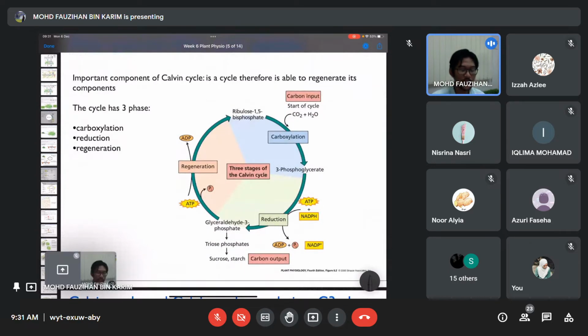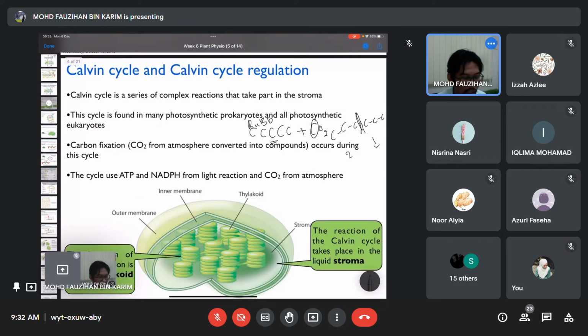Okay, there are 3 processes in the Calvin cycle that are important. I don't expect you to remember all the steps in the Calvin cycle, because for me, as long as you understand what photosynthesis is, that should be okay. Like I don't expect you to remember 3-phosphoglycerate, because I don't remember that the first product is 3-phosphoglycerate. That's why I wrote number 2 here, because I don't remember.